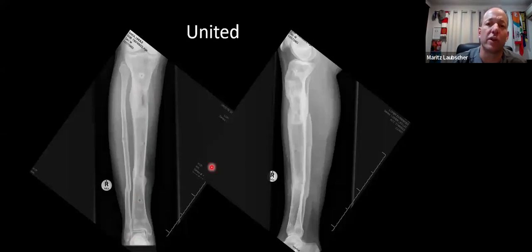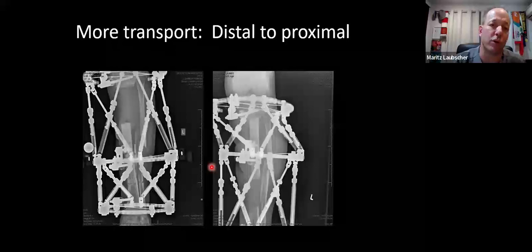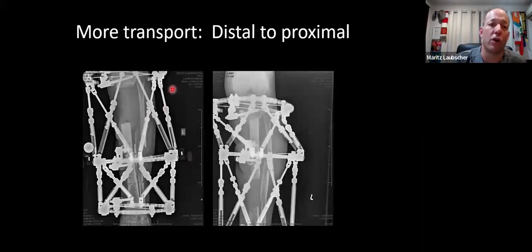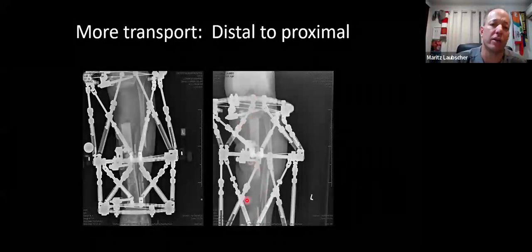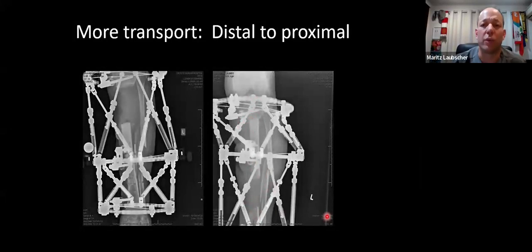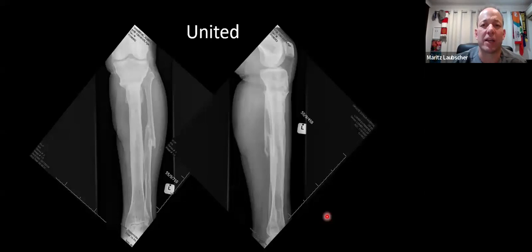So transport in the tibia can be either proximal to distal or distal to proximal. Proximal to distal is always preferred because your osteotomy is in the proximal metaphyseal bone that makes better regenerate, but it can be distal to proximal, as you can see here. So, a large proximal metaphyseal defect with transport distal to proximal. Here you can see at the docking site, there is the regenerate, and that same case at healing.